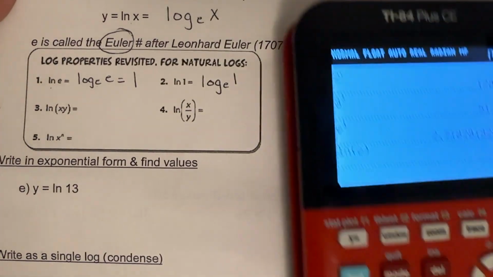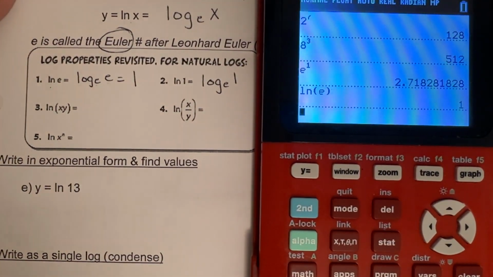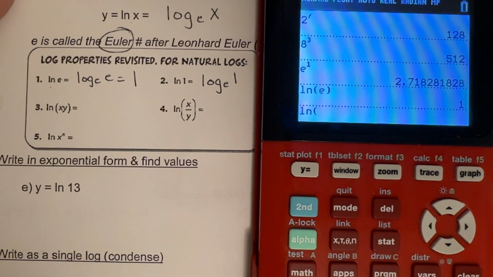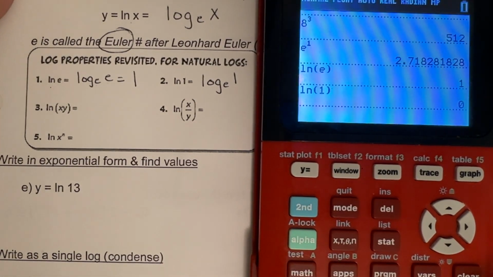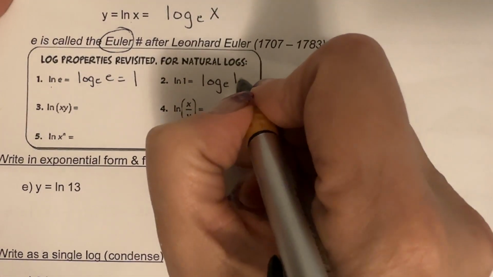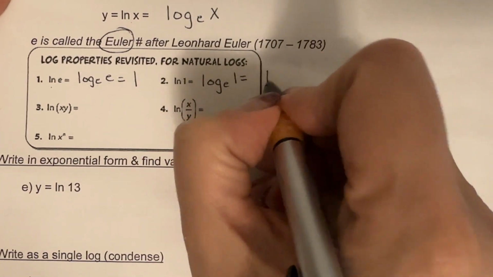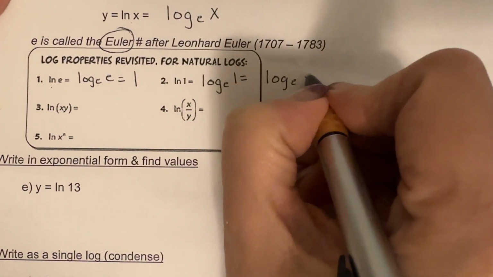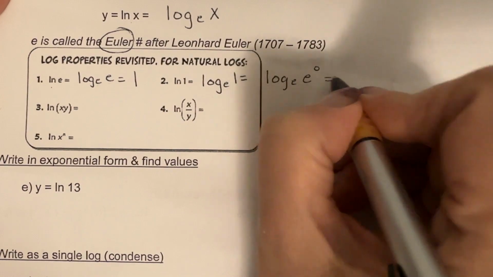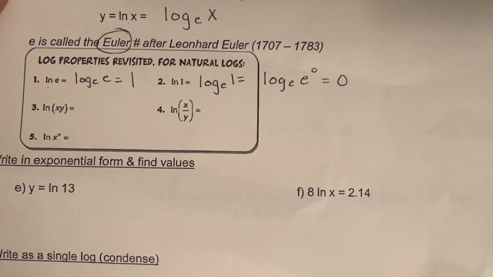Oops, sorry. I did the previous problem. I got to do this one. So ln of 1. That's just going to be my 0. Because that's the same thing as writing log base e of e to the 0 power. So that's just 0 for my exponent.